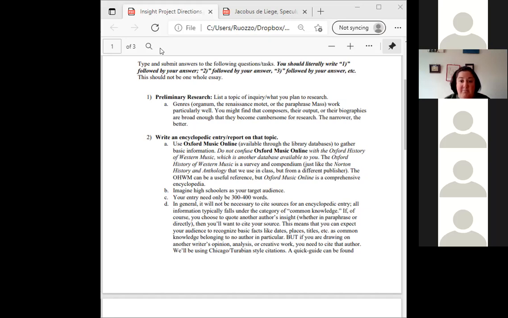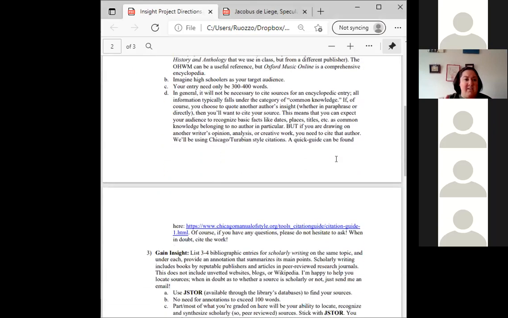So academic writing. Now, when you write this encyclopedic entry, this summary, I'm going to call it a summary because that sounds way less daunting and more accurate. When you write this summary, imagine it's for high schoolers. You should be writing it as if you were talking to some intelligent teenagers. It should only be 300 to 400 words. So that's literally one page. That's all this summary is. In fact, not even. 300 words is maybe half a page.